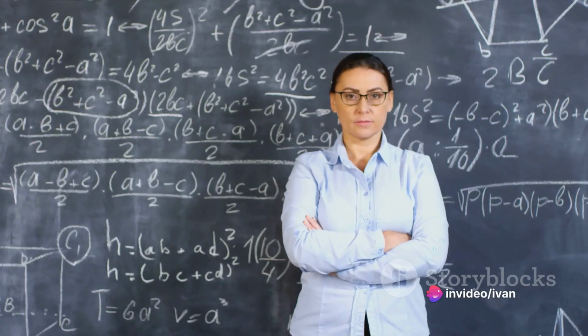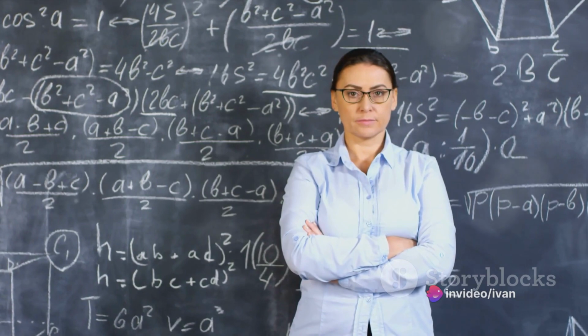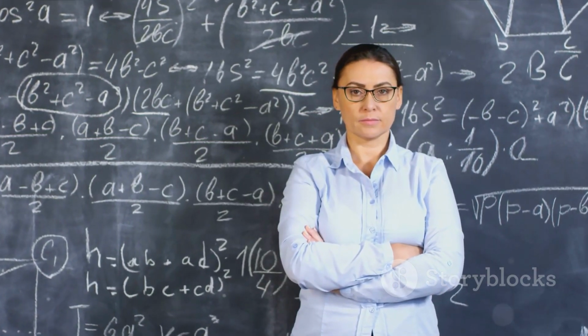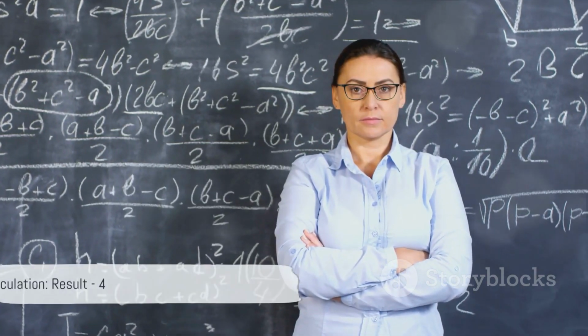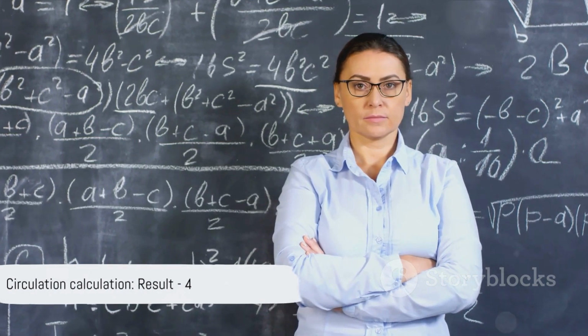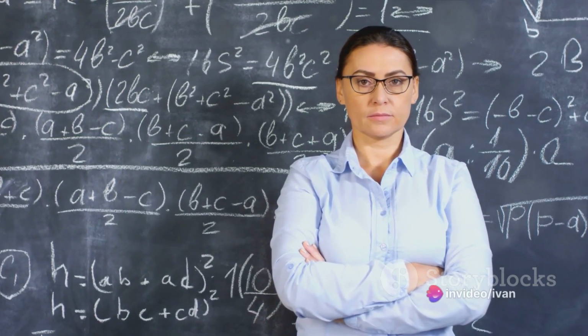The curl of F is (3y squared, -3z squared, -3x squared y squared). Evaluating the surface integral over S, we find that the circulation of F around C equals 4.